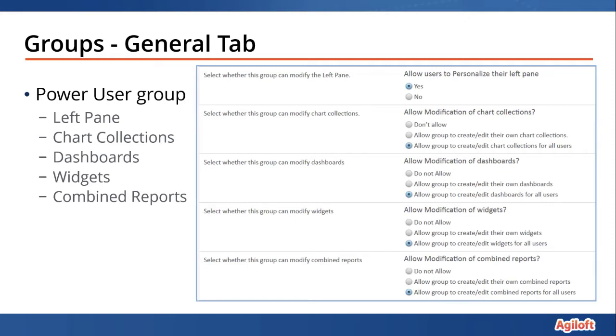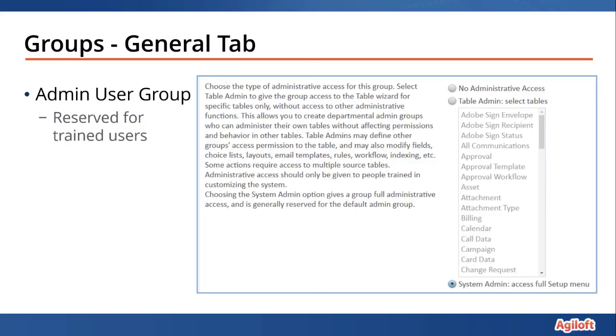Now let's take a look at a few more options on the General tab of the Group wizard. In the General tab, we can decide which tables the users in this group will have admin access to. Giving users admin access allows them to modify the permissions and setup for the tables on which they serve as admin. You can give access to 1, 2, or any number of tables, or simply click the System Admin at the bottom to give access to all tables.